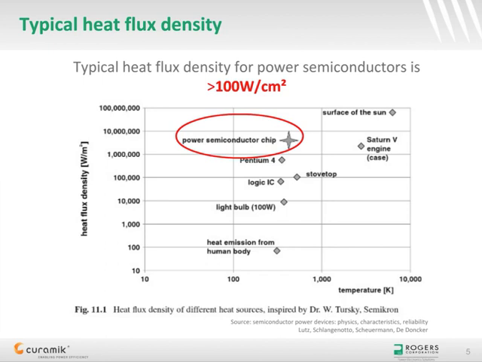Unfortunately, this is not likely to be the case in reality, and particularly not with power semiconductors, which are mounted in small packages and integrated in systems which offer only very limited space for cooling around those packages. For power semiconductor devices, heat flux density is typically in the range of 100 watts per square centimeter.